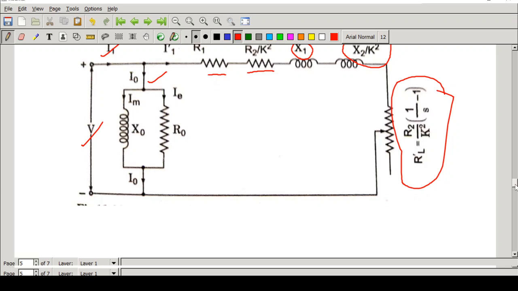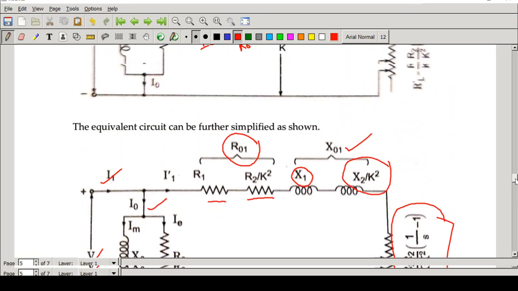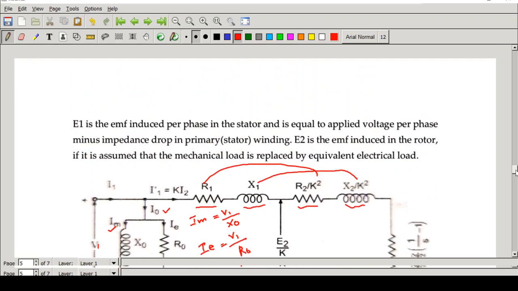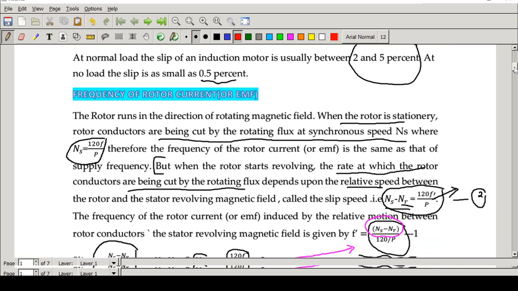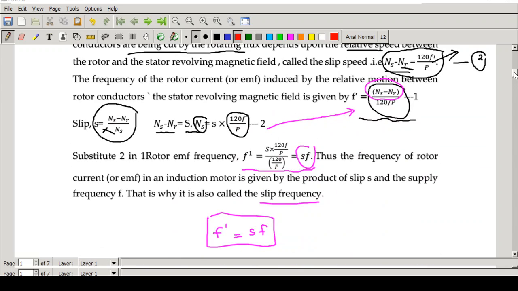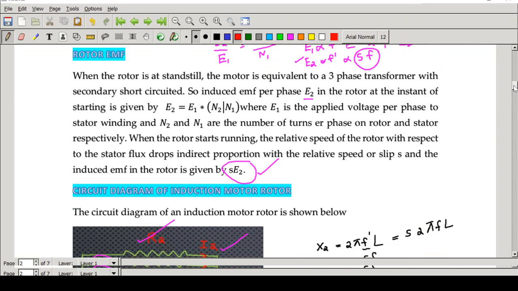That is, there are two types of tests which can be conducted in the case of three-phase induction motor, which we call as no load test and a blocked rotor test. Okay, so what we have discussed today is about the concept of slip. That is, slip is equal to ratio of slip speed to synchronous speed, and it is expressed as percentage given by (ns minus nr) by ns into 100. Then we learned about the slip frequency, which is given by s into supply frequency. That is, this is the frequency at which EMF is induced in the rotor. Then we learned about the rotor EMF, which is represented as s into E2 and not E2.